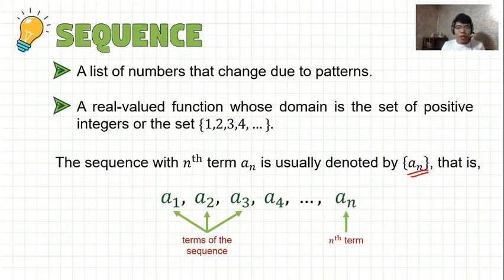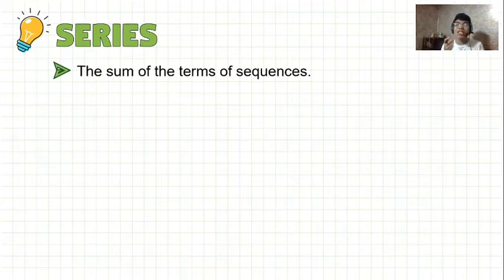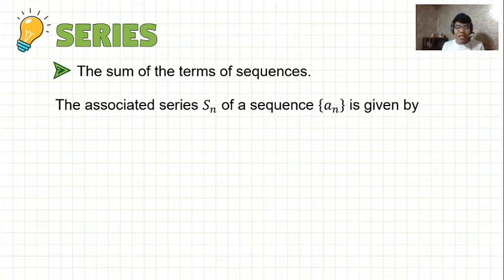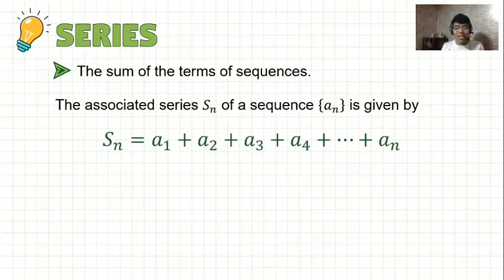Okay? Now, let's proceed. How about a series? So what is a series? If sequence is a list of numbers, series naman is actually the sum of the terms of sequences. So meaning, sum of numbers naman siya. Okay, that is the associated series S sub n of a sequence is given by this one. So, ang gagawin natin, we will just add the terms in the given sequence. So, a sub 1 plus a sub 2 plus a sub 3 plus a sub 4 plus until a sub n. It depends on your n.